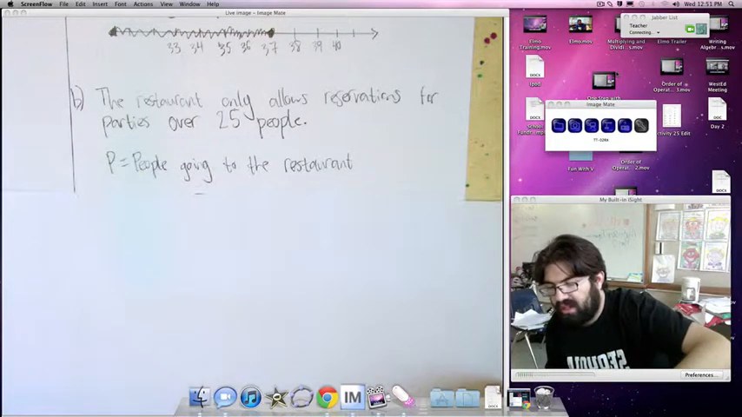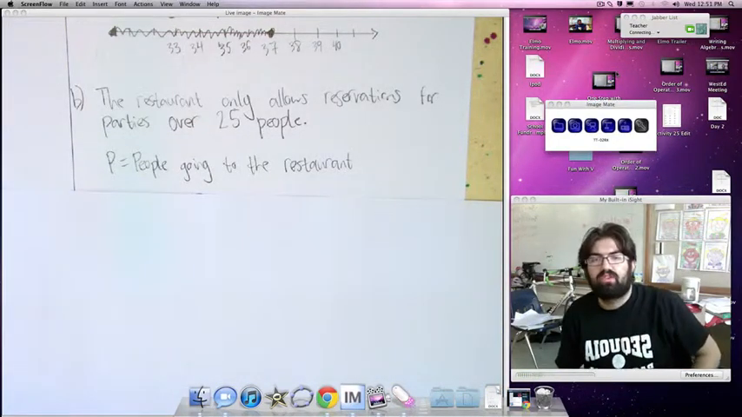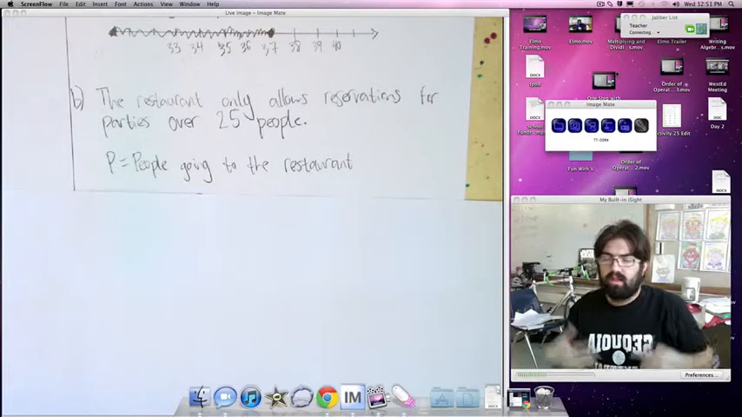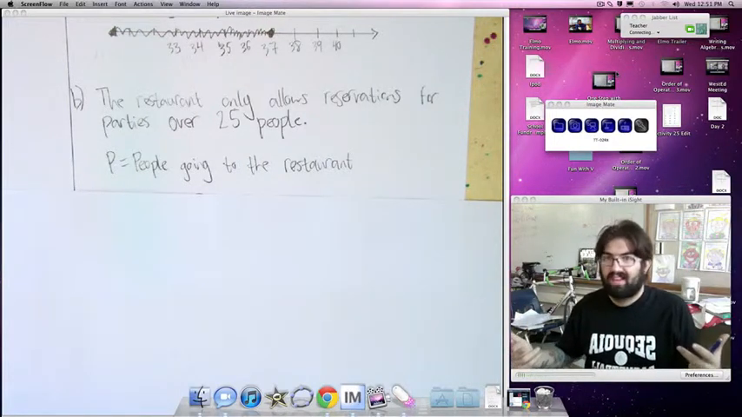I'm going to use P for people. P equals the people going to the restaurant, the people that are showing up for the party at Sizzler.